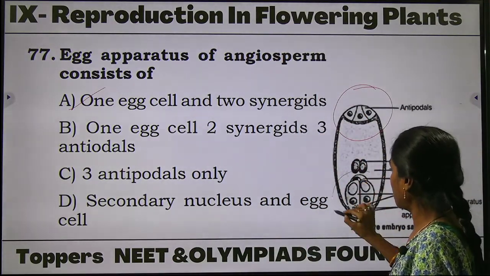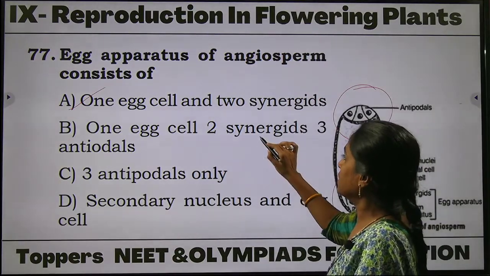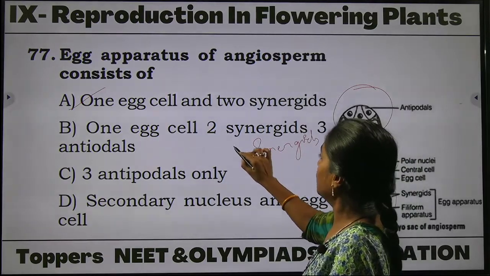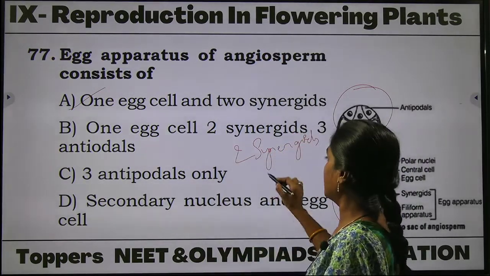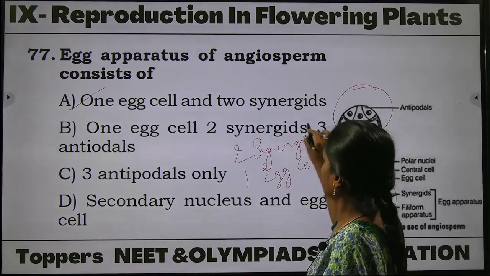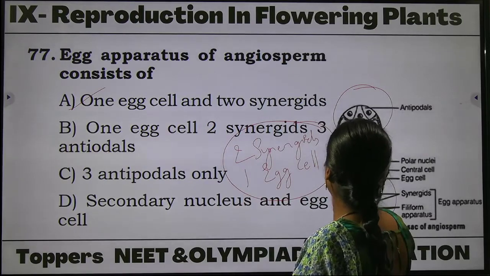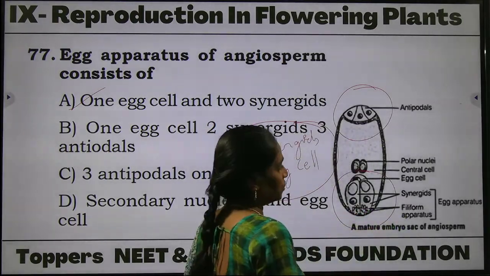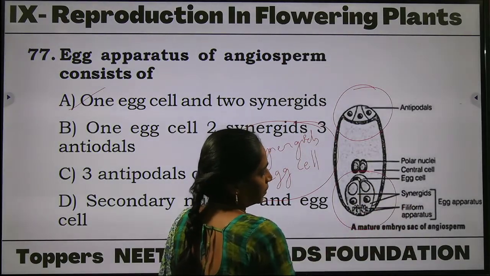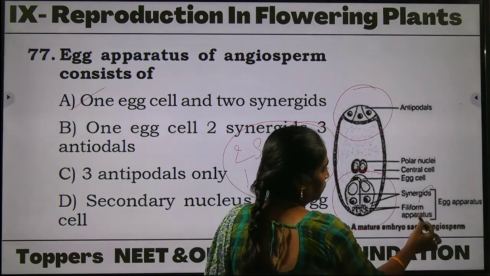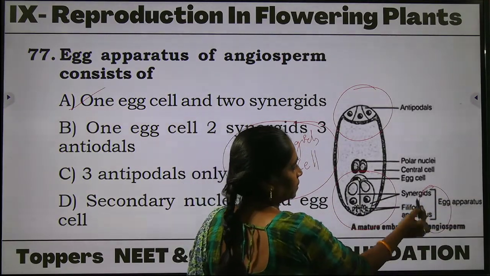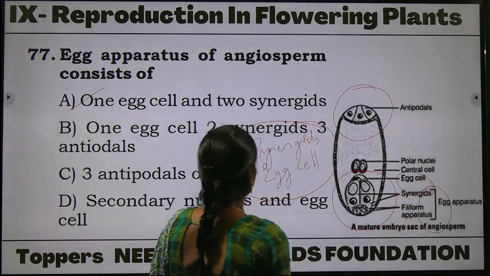Okay, so in the egg apparatus, the combination of only synergids. How many synergids? Only 2 synergids will be seen and only a single egg cell can be seen. Okay, so if we observe this, this will be considered as an egg apparatus. The picture indicates synergids, in the sense the filiform cells and the egg apparatus. Okay, so here we can observe the filiform apparatus and the synergids. It must include the egg cell also.